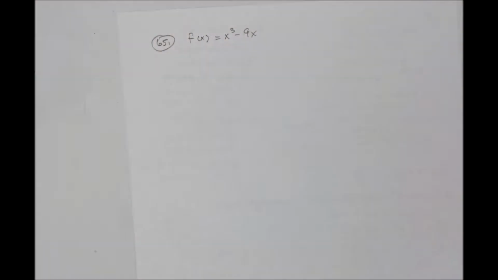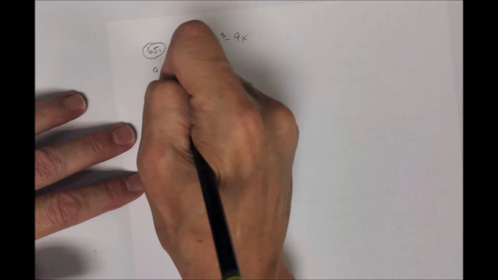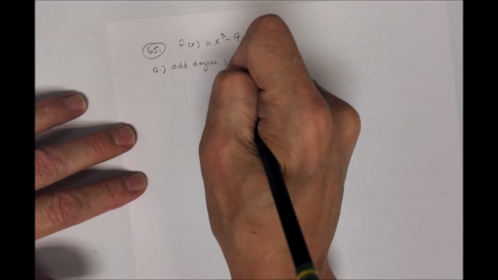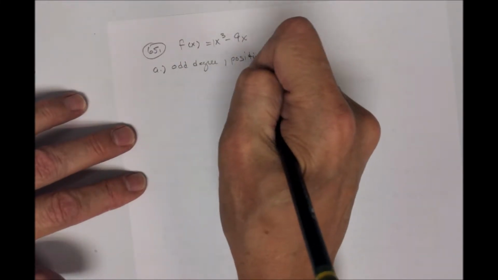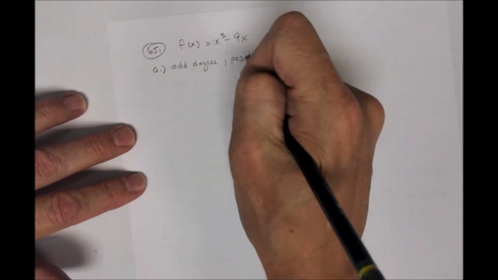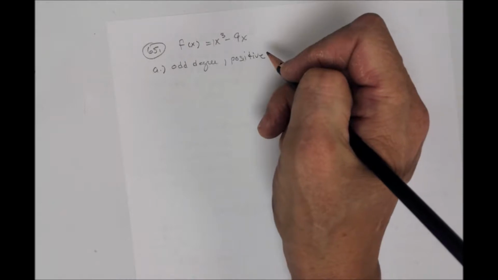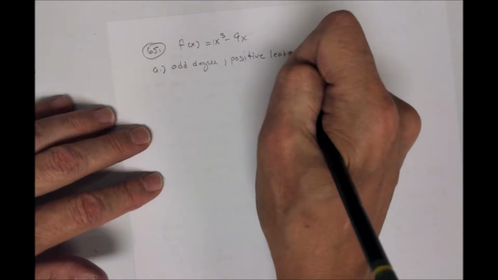It says, sketch the graph of the function by applying the leading coefficient test. All right, so in the leading coefficient test, this is odd degree and a positive lead coefficient, because it's a 1 there. Positive lead coefficient.